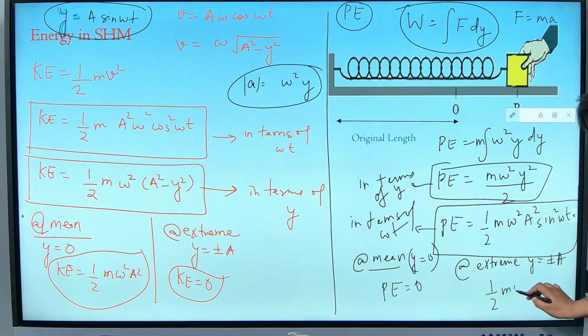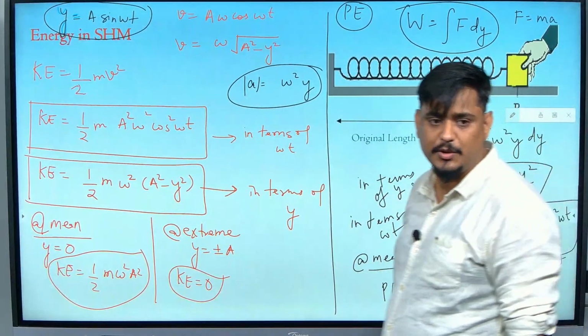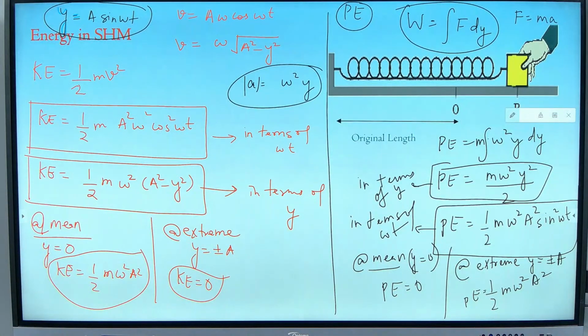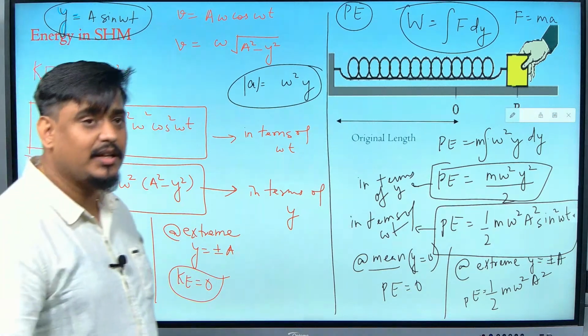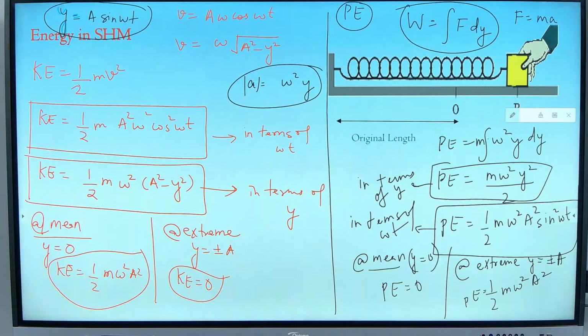Yes, half m omega square a square is the potential energy at extreme. Do you understand it? I hope things are clear up to here. What is the equation of kinetic energy? What is the equation of potential energy in terms of displacement, in terms of omega t? If you are listening to the class properly, everything should be clear by now.